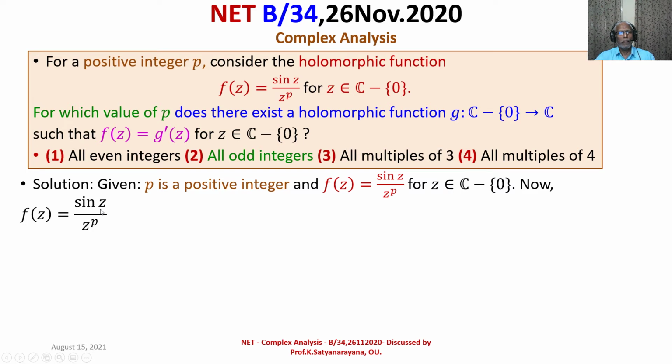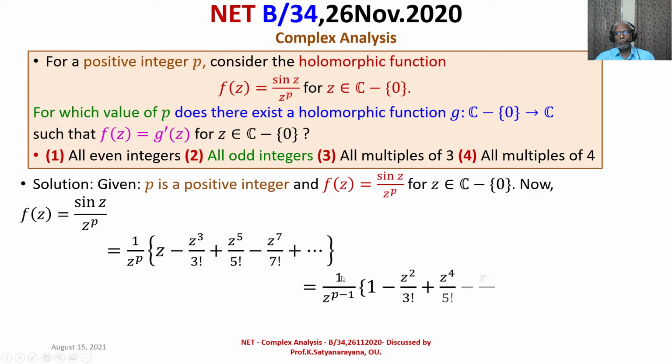Now we write the Taylor expansion for sin z: z minus z cube by 3 factorial plus z to the power of 5 by 5 factorial minus z to the power of 7 by 7 factorial plus etcetera, multiplied by 1 by z to the power of p. You can take out a z common in this series and cancel that z with one z in the denominator, z to the power of p. So we will do that.